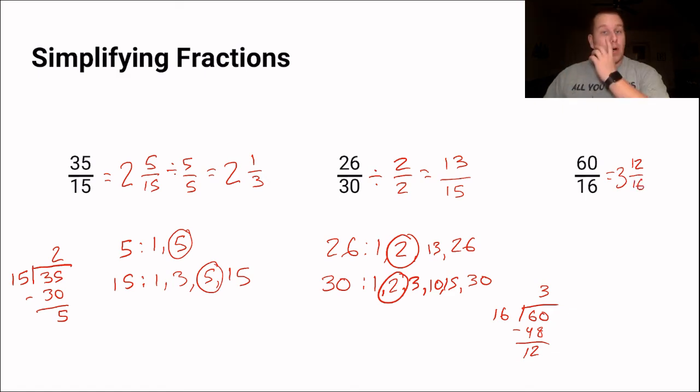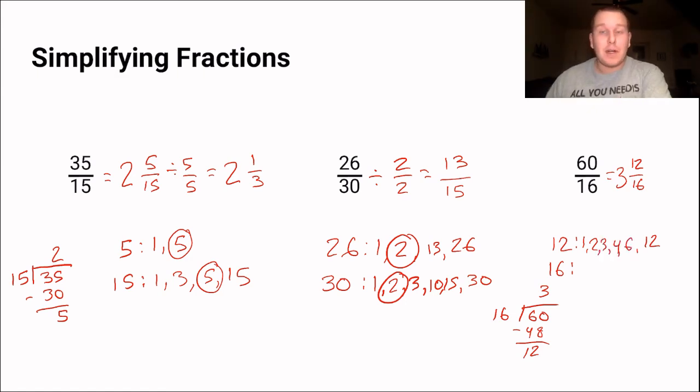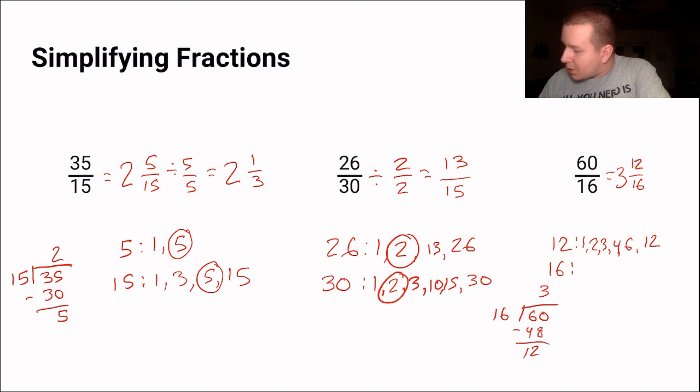Okay, so our numerator is 12, our denominator is 16. So we've got 12, we've got 16. For 12, we could use the factors 1 and 12, 2 and 6, and 3 and 4. Okay, and those are the factors of 12. Then for 16, we have 1 and 16. We have 2 and 8. And then the last number we would have is 4, because 4 times 4 would give us 16.